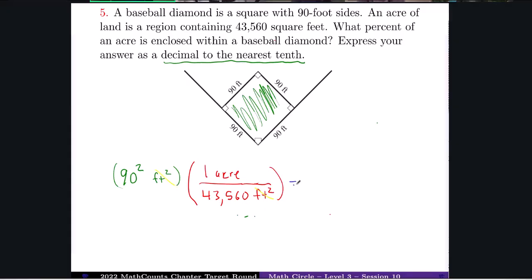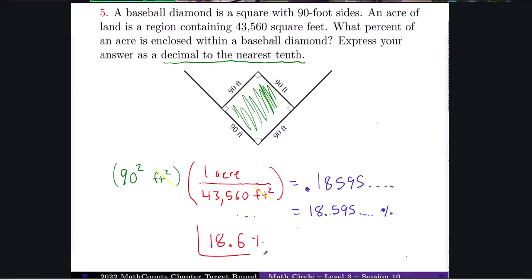And this would leave me with, well, I need to plug into my calculator 90 times 90 divided by 43,560. And I would get the number 0.18595, you know, it kind of keeps going like this, right? So here is where they want our answer as a percent. So if I'm converting this to a percent, this is 18.595 ... percent. And if I round that to the nearest tenth, I'm at 18.6% for that.